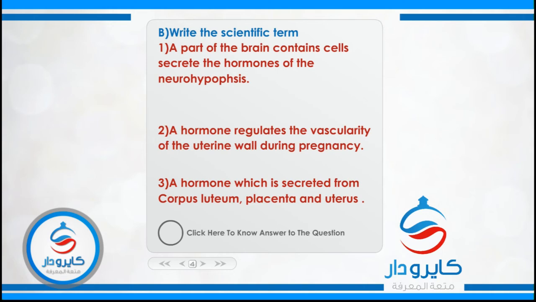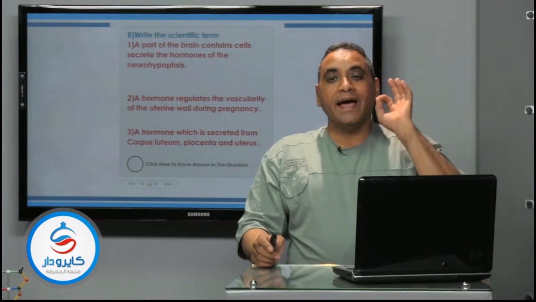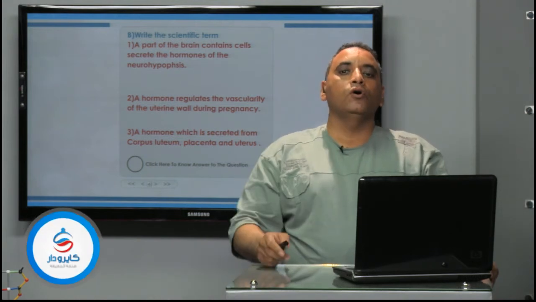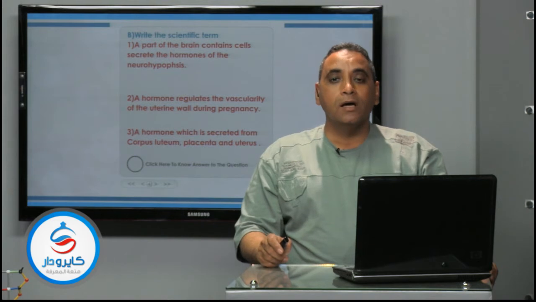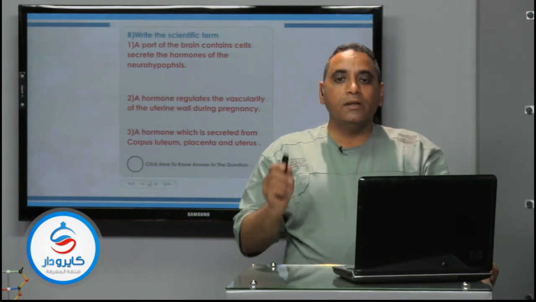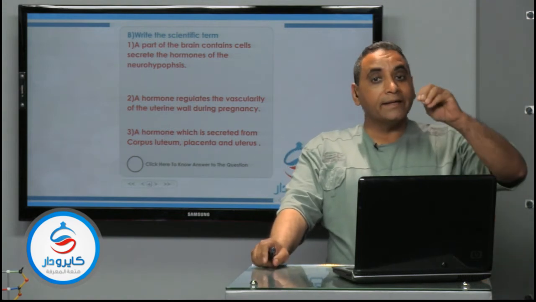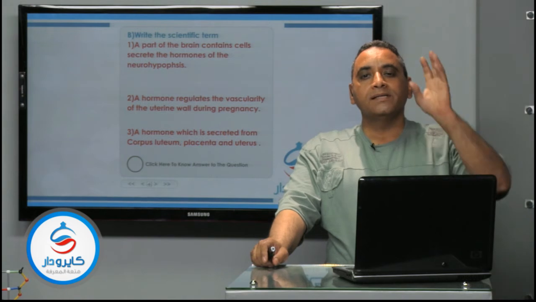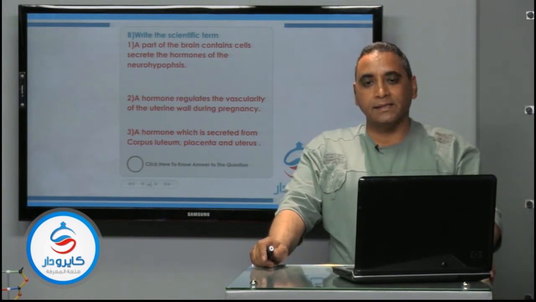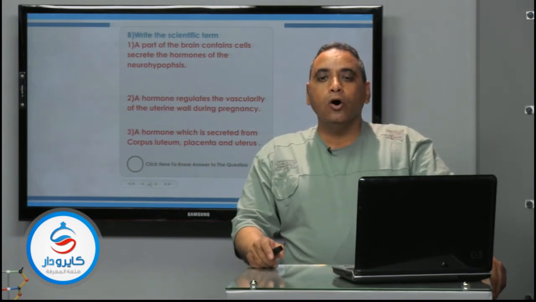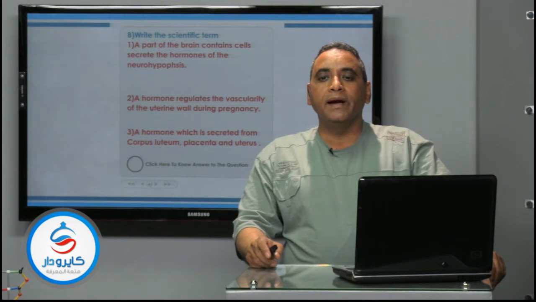The 2 hormones are oxytocin hormone and antidiuretic hormone, or vasopressin. They are secreted from the hypothalamus, which is a part of the brain responsible for the secretion of the two hormones released from the neurohypophysis part of the pituitary gland. So the answer of the first part is the hypothalamus, which acts as an intermediate link between the nervous system and the endocrine gland system. But the next part: a hormone regulates the vascularity of the uterus wall during pregnancy.